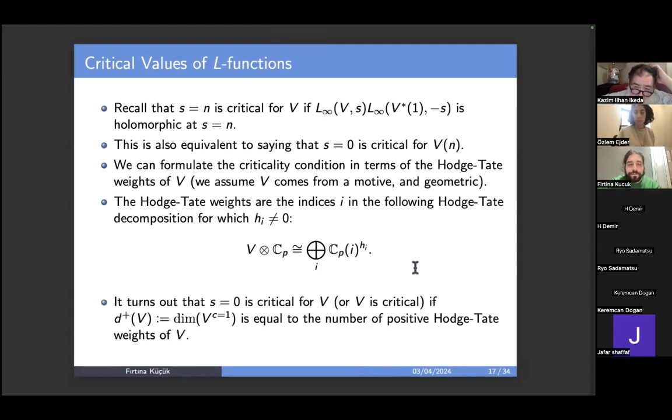And it turns out that s equals 0 is critical for V, or we simply say that V is critical, if the dimension of V plus, which is the plus eigenspace of V, where the elements in V are fixed by complex conjugation, is equal to the number of positive Hodge-Tate weights, counted with multiplicities, of course.